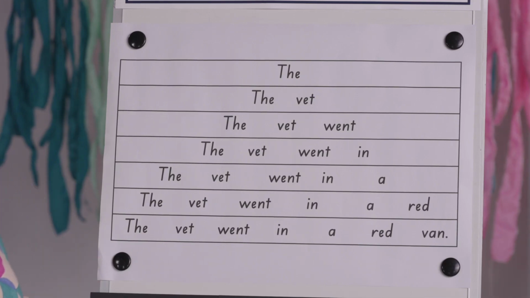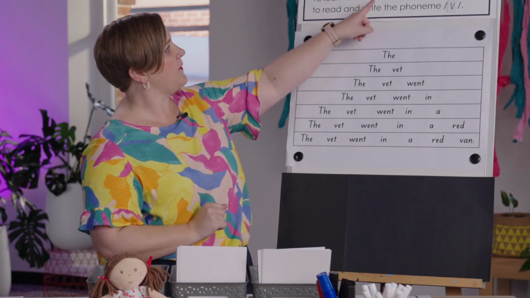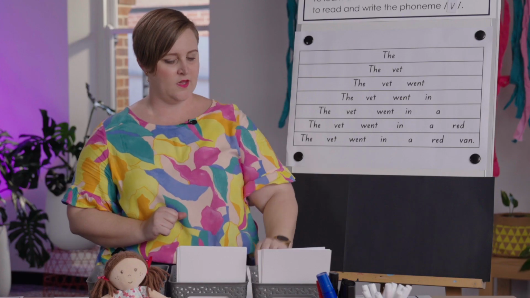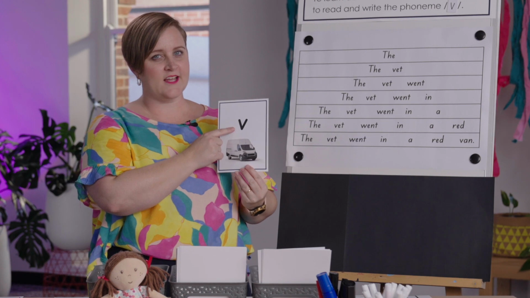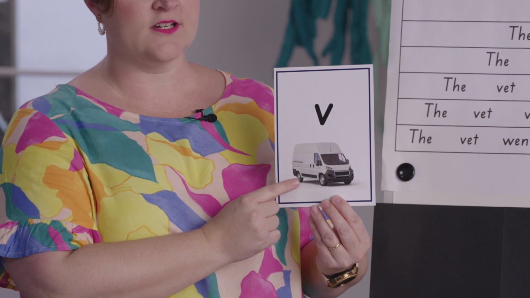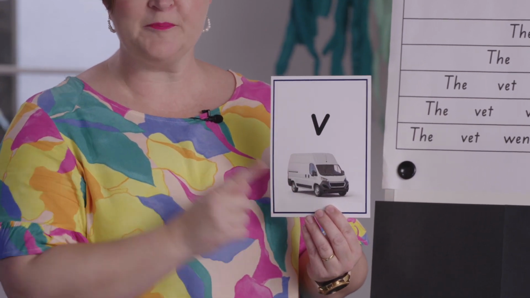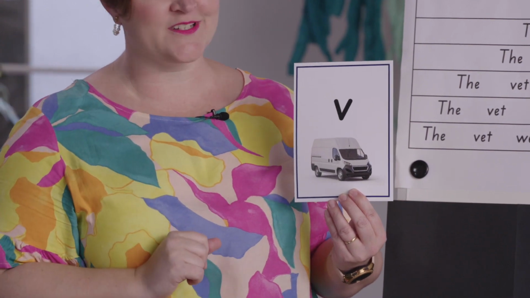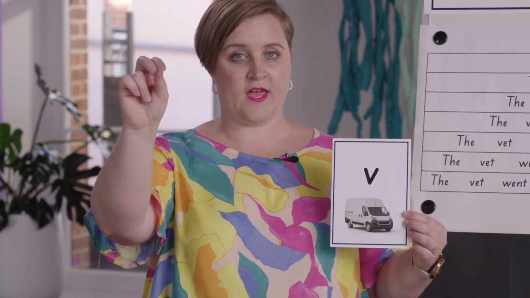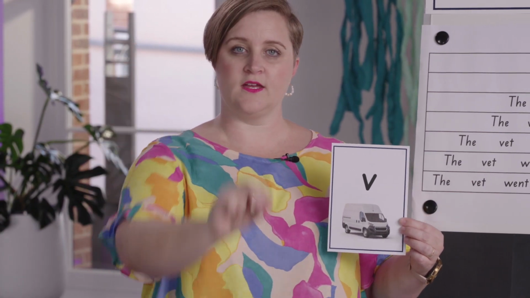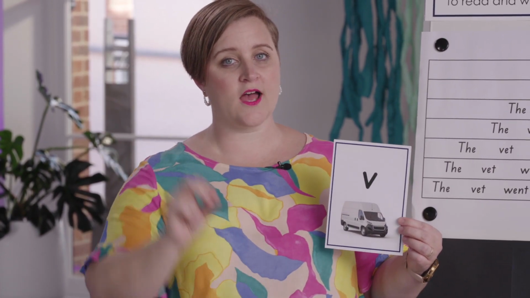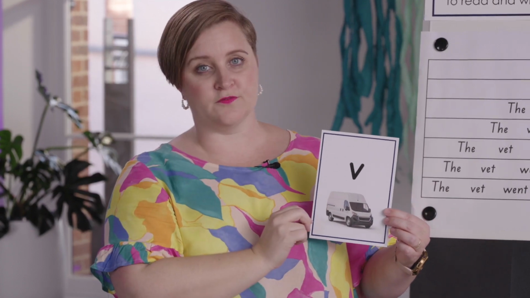Let's go over what we've been learning today. Today we were learning about the letter that we can use to read and write the phoneme V. Can you tell me what our letter name is? V. Well done. And what is our keyword? Van. And our phoneme? V. Fantastic. Let's put it together. V, van, V. Let's skywrite that together. Hands ready? Off we go. V, van, V. Again. V, van, V. One more time. V, van, V.